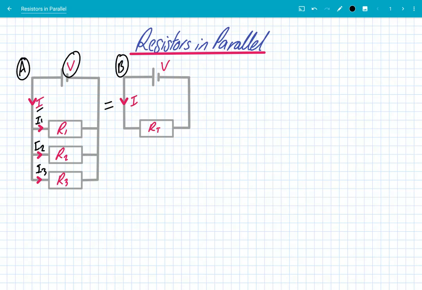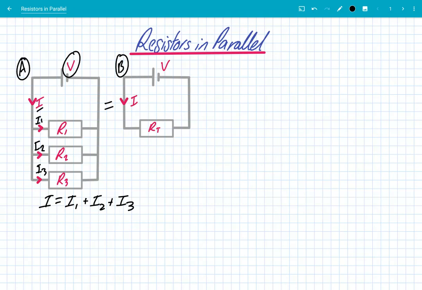And because of Kirchhoff's laws, we know that the total current must be equal to I1 plus I2 plus I3. That's Kirchhoff's first law. The sum of the currents entering a junction is equal to the sum of currents leaving a junction because of conservation of charge.